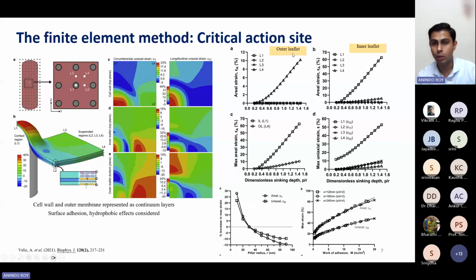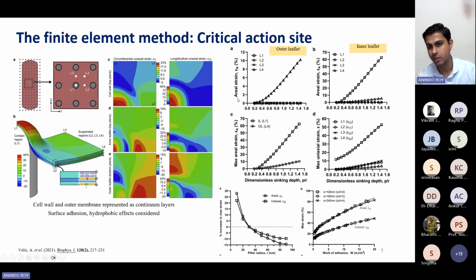So as you can see here in the outer leaflet, the L4 or the point in the suspended region between the pillars has the maximum areal strain. This x-axis is a dimensionless parameter called sinking depth. So as your sinking depth is increasing, the adsorption is progressing more and more. Basically the pillar is penetrating the bacteria more and more.